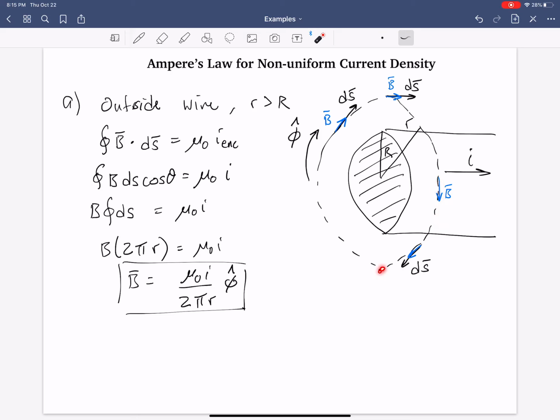When you're on the bottom, it's going into the screen. When you're on the back, or left side in this case, it's going up, okay? So that's the direction. So that's part A. Part B, let's deal with inside this loop, okay? Let's take a look inside.